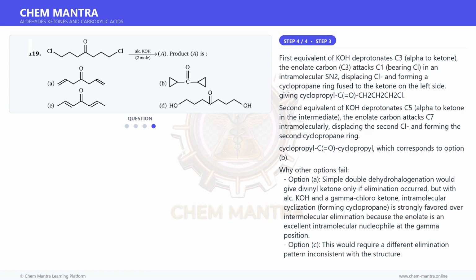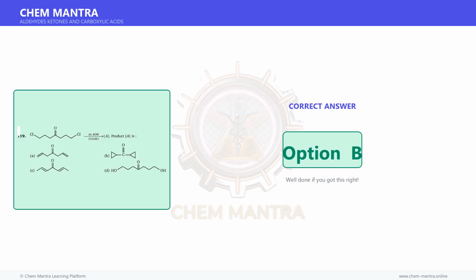Option C. This would require a different elimination pattern inconsistent with the structure. Option D. Aqueous KOH, nucleophilic substitution with OH, would give the diol, not alcoholic KOH, which favors elimination and cyclization. Therefore, the correct answer is option B.